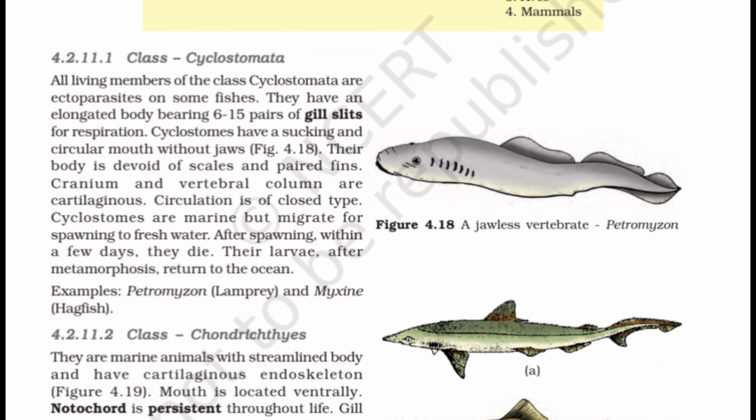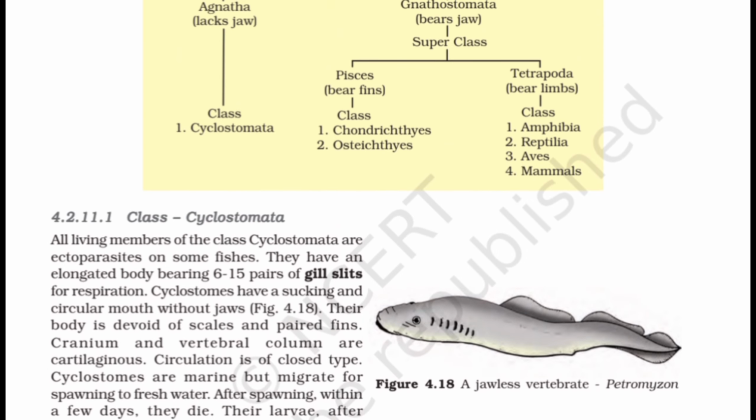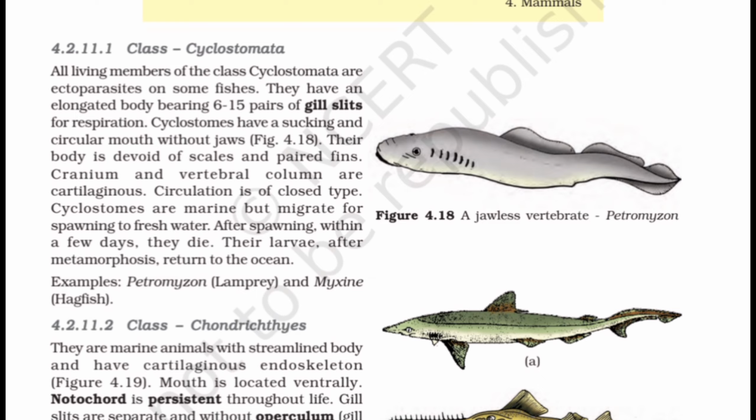Then let's move on to the class Cyclostomata, which is under Agnatha. All living members of the class Cyclostomata are ectoparasites on some fishes. They have an elongated body bearing 6 to 15 pairs of gill slits for respiration. Cyclostomes have a sucking and circular mouth without jaws, as in figure 4.18, which is a jawless vertebrate, Petromyzon. Their body is devoid of scales and paired fins. Cranium and vertebral column are cartilaginous.